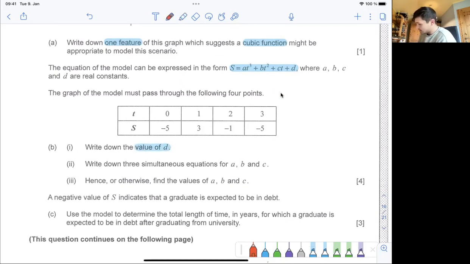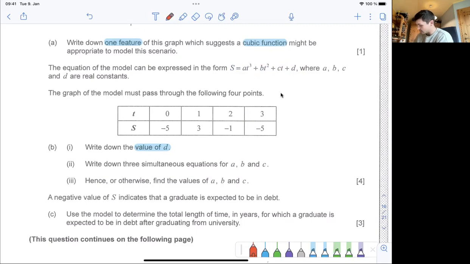Now when we look at our function here, D is effectively representing the y-intercept, because if T is equal to 0, the AT cubed bit is going to be equal to 0, so there's nothing there. The BT squared bit is going to be equal to 0, so there's nothing there. CT is also going to be equal to 0. So we'd just be left with D. And so that's when T is equal to 0, S is going to be equal to D, effectively.